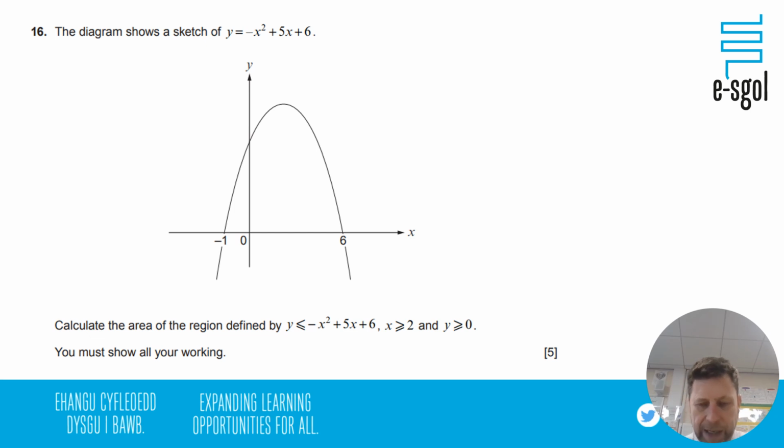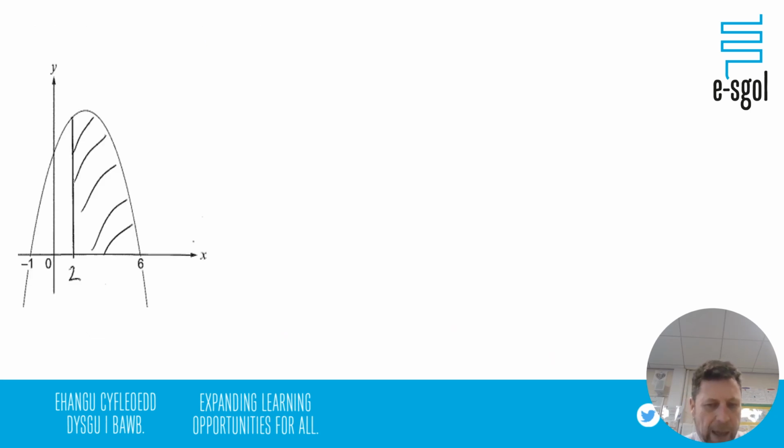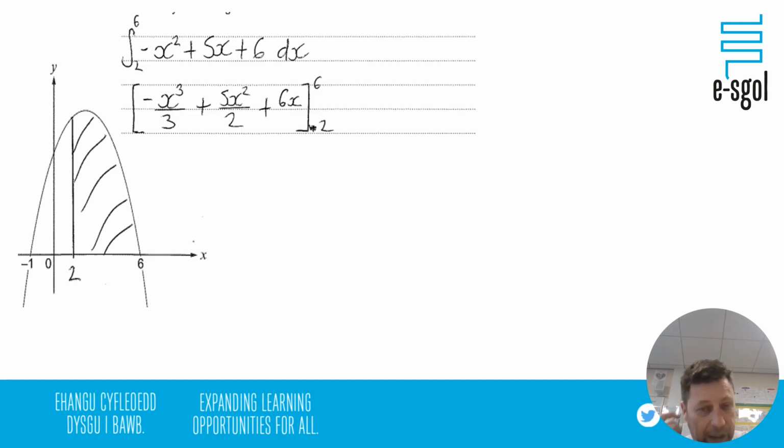So if I show you my next picture, this is why I've drawn this line on x equals 2. So actually you only want the area between the curve, between the limits of 2 and 6. Now to do the area, I integrate. Several people probably would have used the limits of 6 and -1, which will be costing them a couple of points.